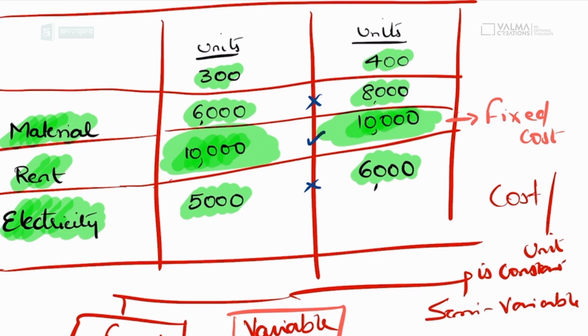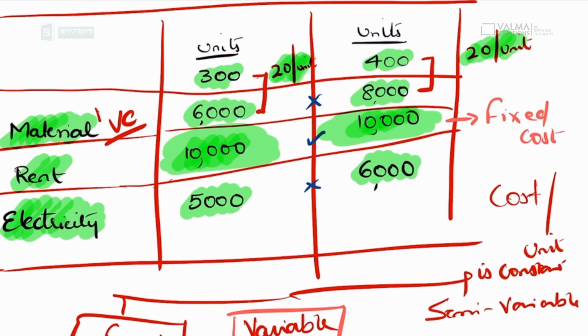Let's check, is it a variable cost? 6,000 divided by 300 gives me 20 per unit. 8,000 divided by 400 is also 20 per unit. Therefore, my cost per unit is constant for both 300 and 400 units. So material cost is a variable cost.